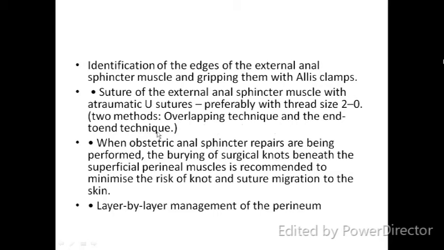When obstetric anal sphincter repair is being performed, the burying of the surgical knot beneath the superficial perineal muscle is recommended to minimize the risk of knot and suture migration to the skin. When anal sphincter repair is done, the sutures are usually inside the perineal muscle, not above the vaginal mucosa. It causes pain to the patient. Layer by layer management of the perineum.